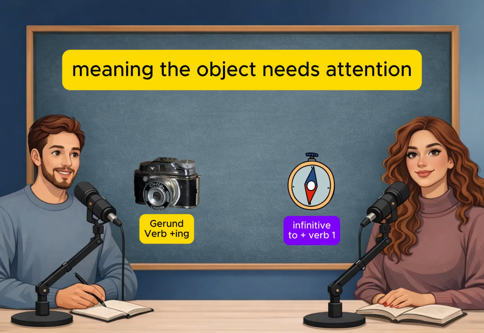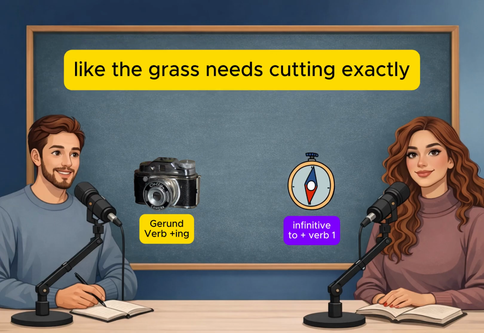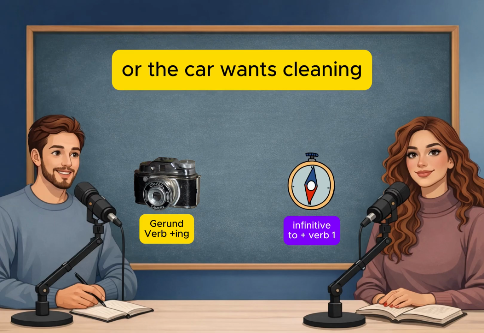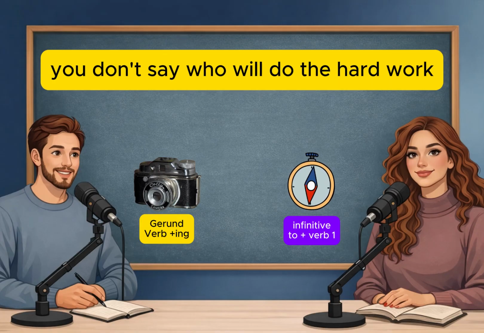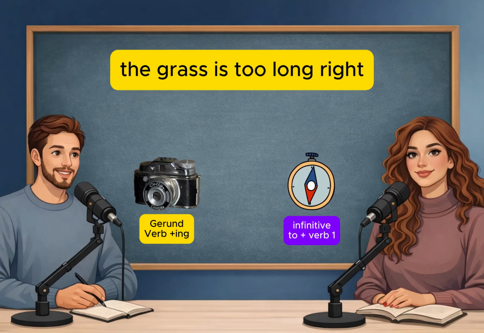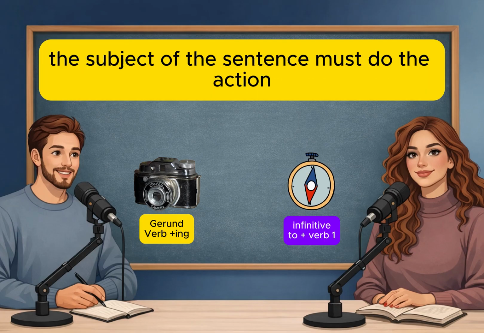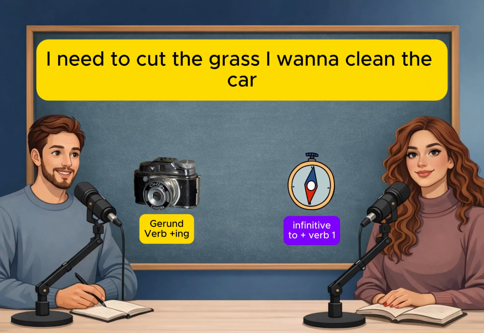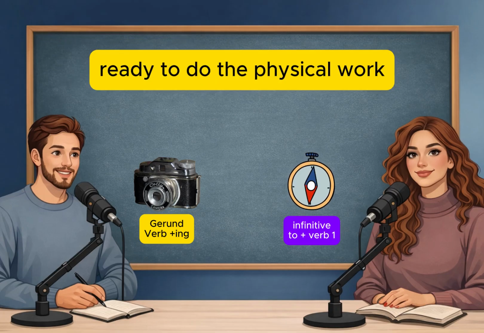The object needs attention, but we don't know who will give the attention. Like the grass needs cutting. Exactly. Or the car wants cleaning. You're just taking a picture of the broken toy. You don't say who will do the hard work. Just that the general process needs to happen. The grass is too long. Right. But the infinitive is active. The subject of the sentence must do the action. I need to cut the grass. I want to clean the car. Now, you are the person holding the compass, ready to do the physical work.